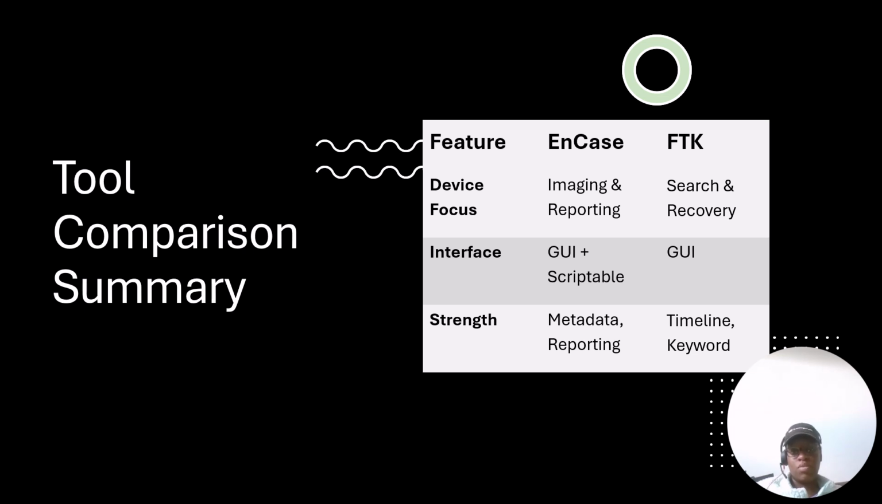With FTK, the device focuses on search and recovery. They were able to search and recover a lot of documents that he had. It is a GUI interface and it allowed them to create a timeline just by searching a keyword in FTK. You can create a timeline on when something was sent or when something was done.